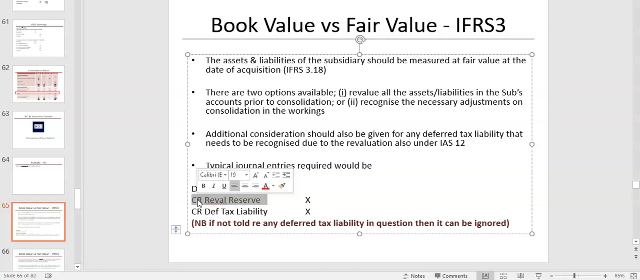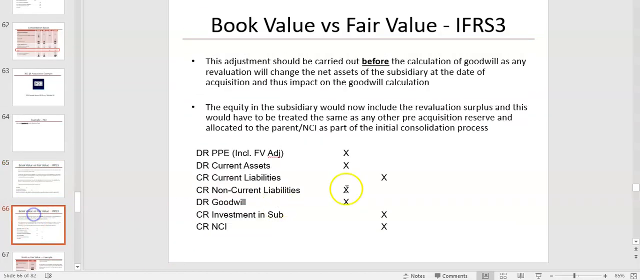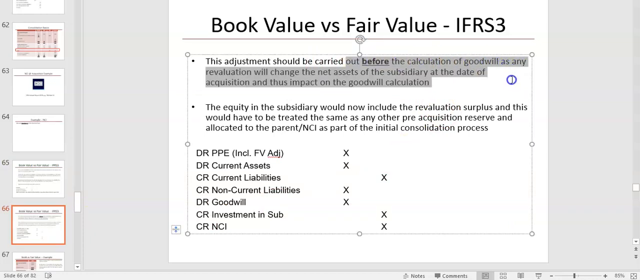If there's a deferred tax liability mentioned in the question, by all means include it. If there's no mention of deferred tax liability, you can ignore it and you'll just do the first two entries. But the whole reason you will have debits and credits like that, or a fair value adjustment, is there's a rule in IFRS 3 that you must fair value all the subsidiaries' assets and liabilities at the acquisition date. So this adjustment should be carried out before goodwill. So before you do the goodwill calculation, you calculate what the fair value adjustment is, because that will impact what the debit and credit will be then overall for your goodwill.